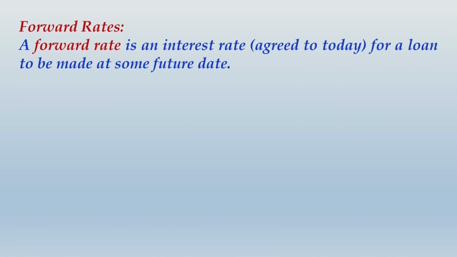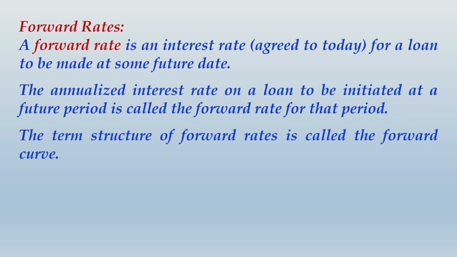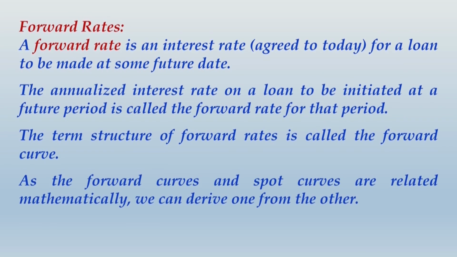A forward rate is an interest rate agreed to today for a loan to be made at some future date. The annualized interest rate on a loan to be initiated at a future period is called the forward rate for that period. The term structure of forward rates is called the forward curve. See, exactly the way the term structure of spot rate is called spot curve, the term structure of forward rates is called forward curve. As the forward curves and spot curves are related mathematically, we can derive one from the other. Let us move ahead and continue writing further.